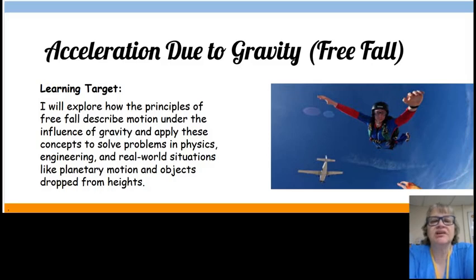Today we're going to talk about acceleration due to gravity, which we call free fall. Basically, free falling is any object that's falling to the ground on its own, right? There's nothing controlling it. There's no parachute. Just all by itself. Okay.